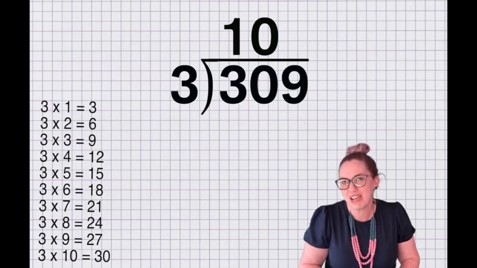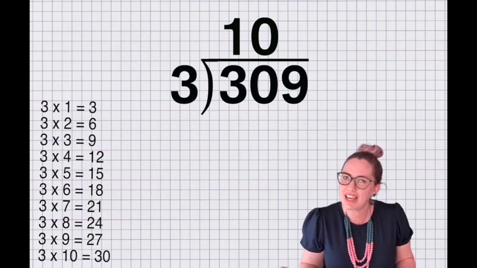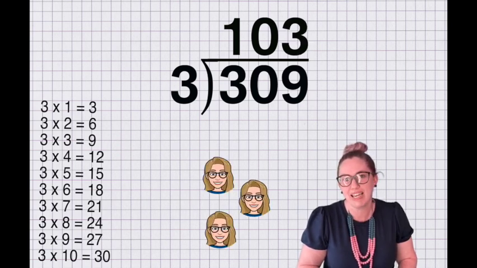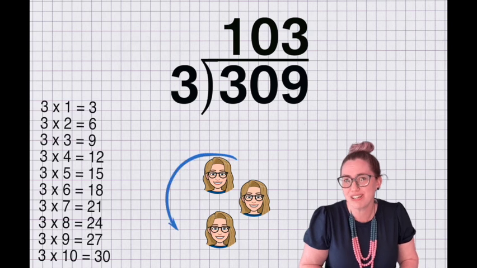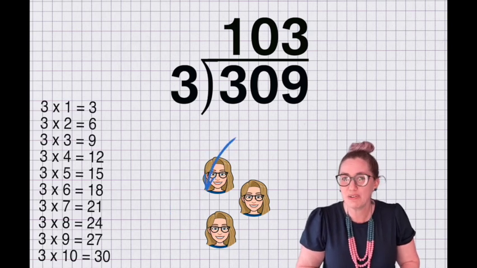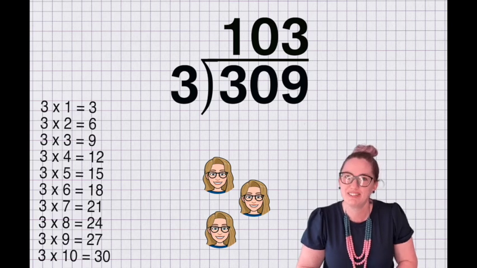In the ones column we have a 9. 9 divided by 3. Let's use our times tables again. 3 times 3 is 9. Therefore, 9 divided by 3 is 3. We'll put that up the top. Each friend gets $103 because 309 divided by 3 equals 103.